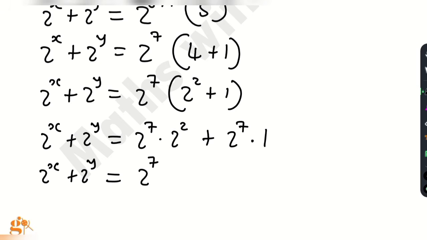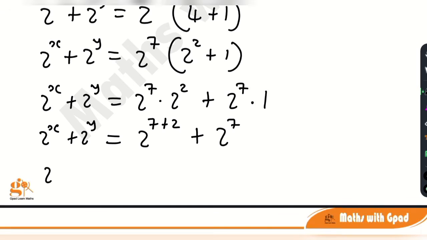2 raised to power 7 plus 2, because they have the same base, so I will add the exponents. Now this is plus what? 2 raised to power 7 times 1 is 2 raised to power 7. So finally we have 2 raised to power x plus 2 raised to power y is equal to 2 raised to power 9 plus 2 raised to power 7.